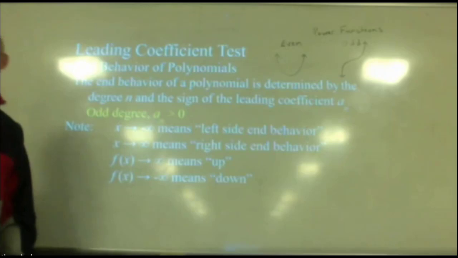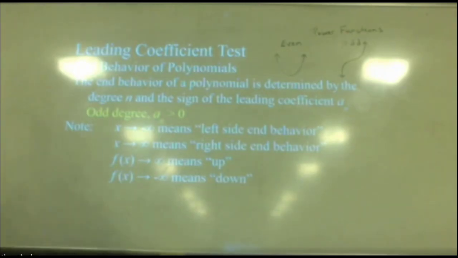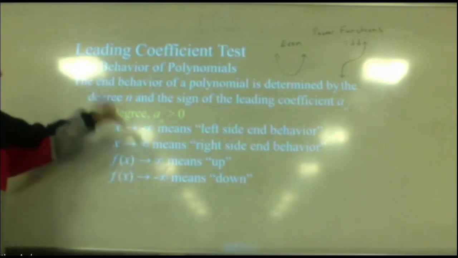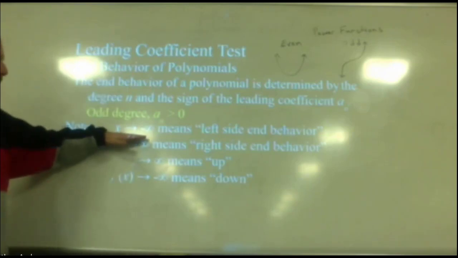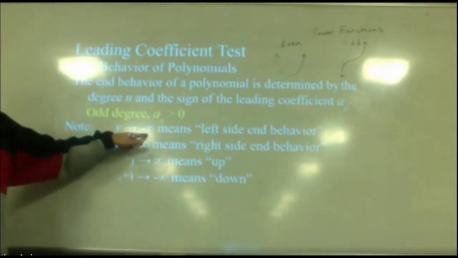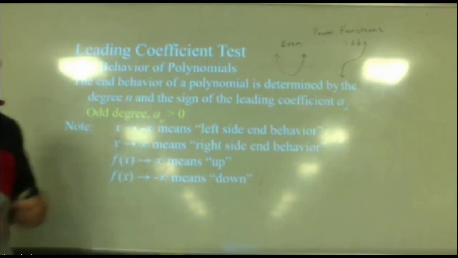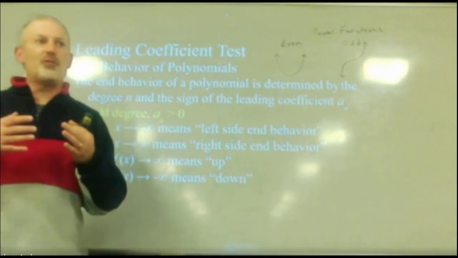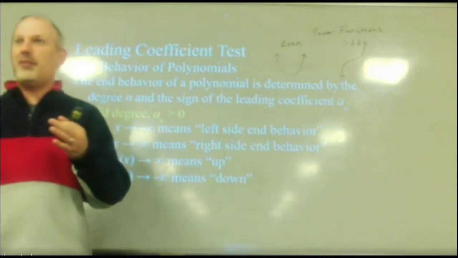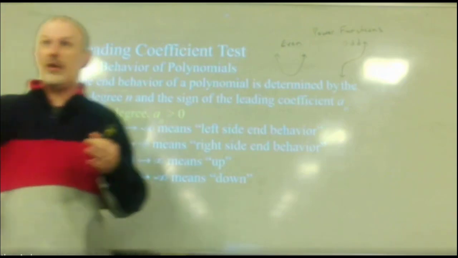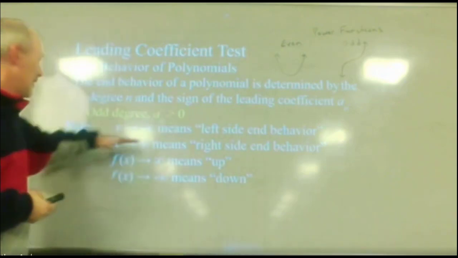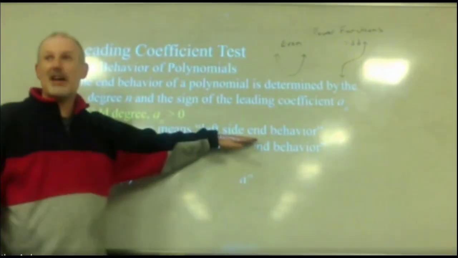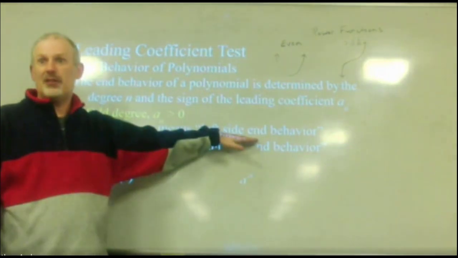Oh, sorry, first some notation. More notation before we get started. So if we see this symbolism here, x with an arrow and negative infinity, that means that if you think about x's approaching, the arrow means approaching. So if x's are approaching negative infinity, that means they're getting bigger and bigger negative numbers. They're going to the left. So when we talk about this, we're talking about the left side of the graph, the left side end behavior.